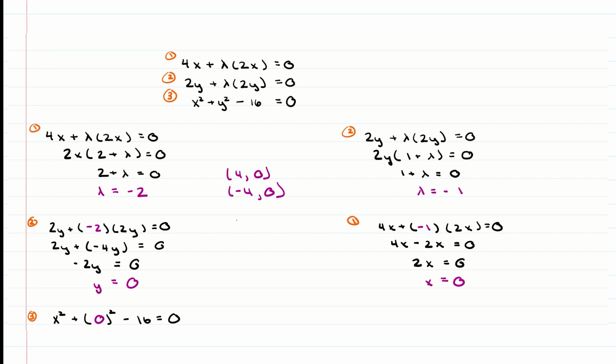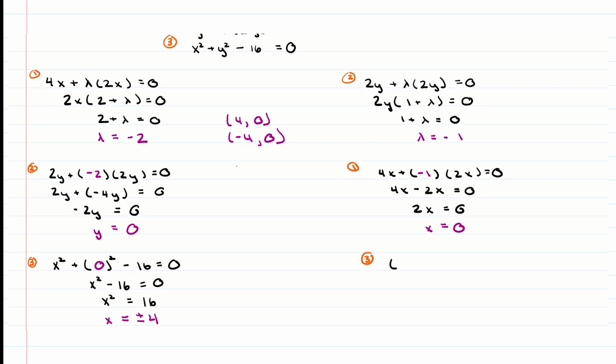And then we'll plug this x into the third equation in our system to solve for y. So that's x², or 0², + y² - 16 = 0. That leaves us with y² - 16 = 0. y² = 16. And then y equals plus or minus 4. So we just got 2 more points. Those are (0, 4) and (0, -4).